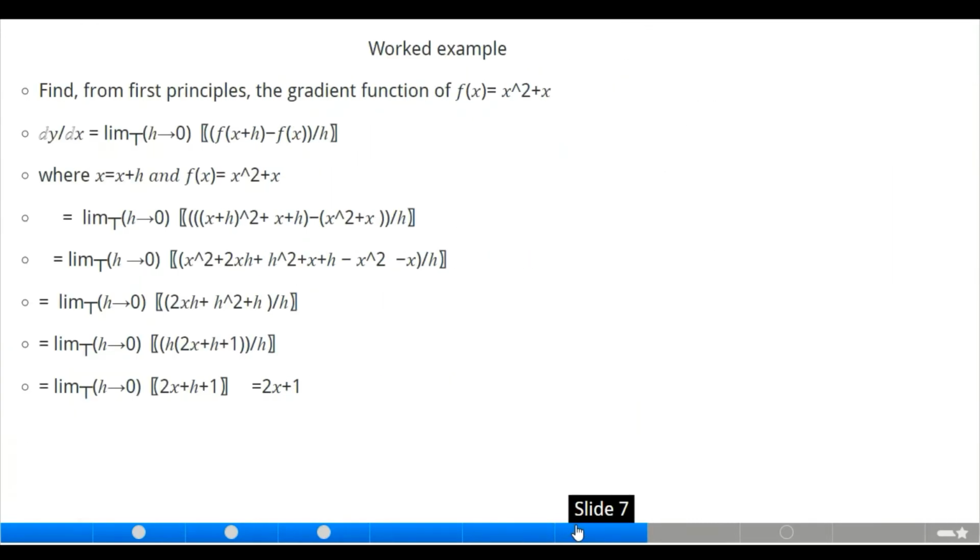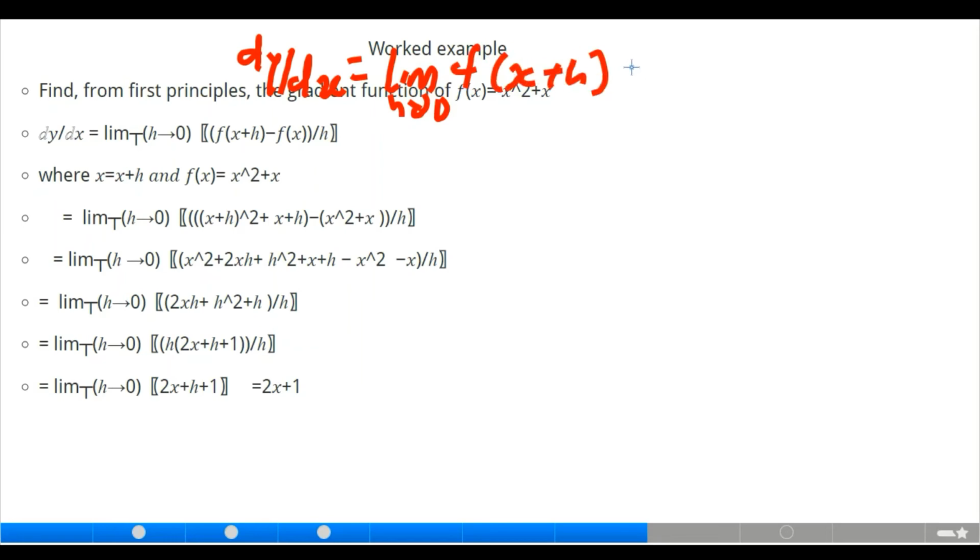Now, let's look at the next example here. We are going to be using the formula for the first principle, which is change in y divided by change in x, and we are using that to solve this question. From the first principle, the gradient function of f of x is what? x squared plus h. So we are to calculate the gradient using the first principle formula, which is dy over dx equals to what? Limit h tends to 0, which is what? f of x plus h minus f of x in brackets, divided by what? We are dividing by h.